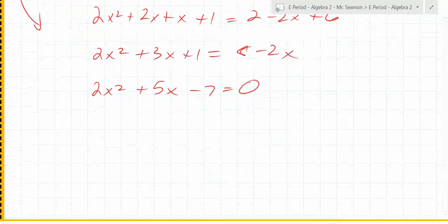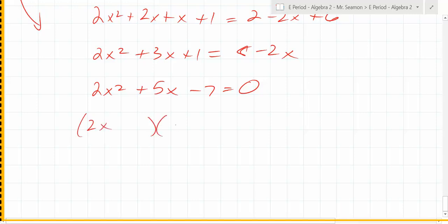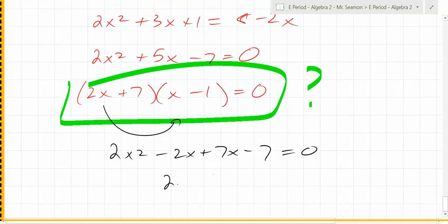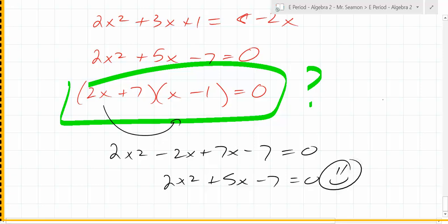Nice. So again, you're going to factor this into 2x and what? You need two numbers that multiply together to get -7. And what's the only way to do that? Yeah, how about this? -1 and 7. What do you have to do, though? Are you sure about this? We're not sure, so what do we need to do? Test it. Let's try it. 2x squared minus 2x plus 7x minus 7 equals 0. Is that the same thing? Is that what we want? Yeah, it is.